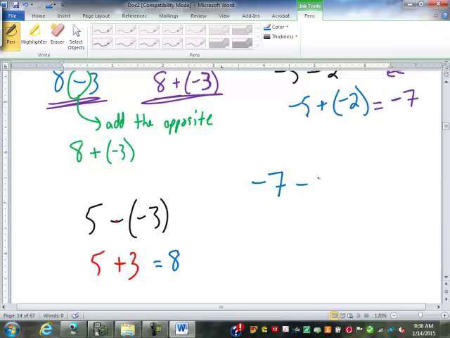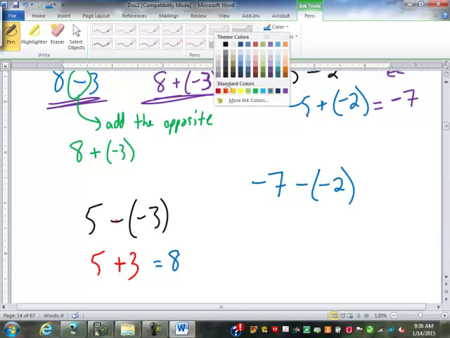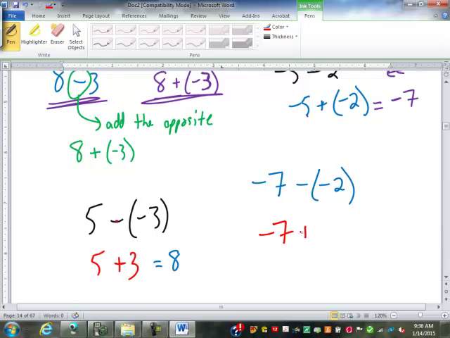Or even negative 7 minus a negative 2. That's going to become negative 7 plus 2. So you've got negative 7, positive 2. They go opposite directions. Is this answer positive or negative? Negative, and it's going to be 5. The difference between 7 and 2 is 5.